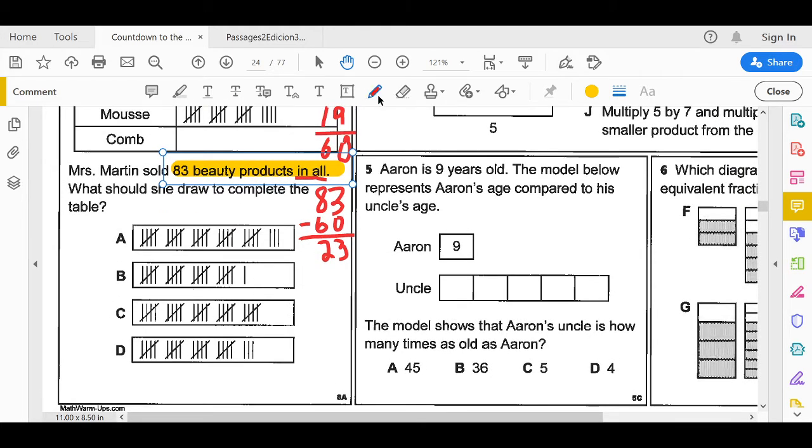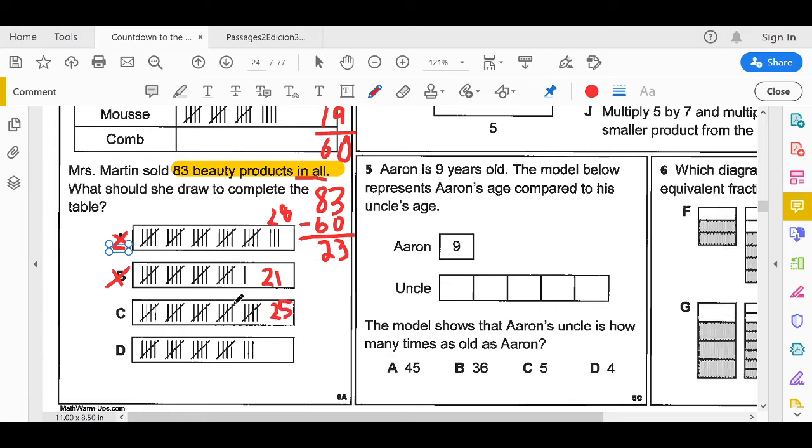options. So we need to start counting and check how many they have. Letter A has 5, 10, 15, 20, 25, 26, 27, and 28. So this one has 28. It is not the same as 23, so I'm going to cross it out, not the good option. Letter B has 5, 10, 15, 20, and one more, 21. Not the number that I need, I'm going to cross it out.